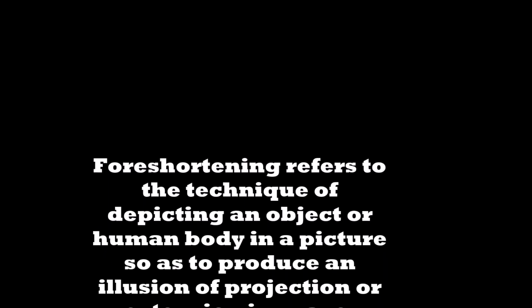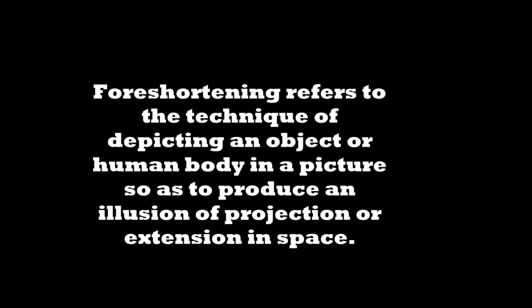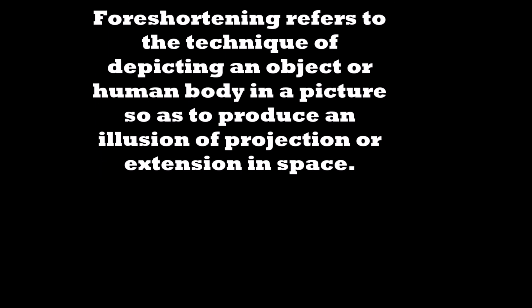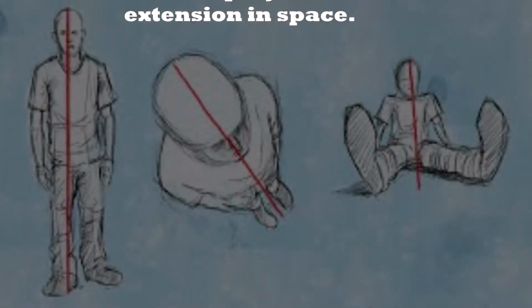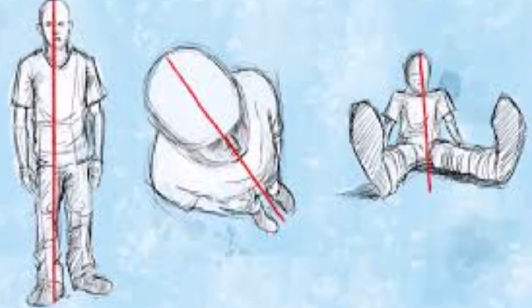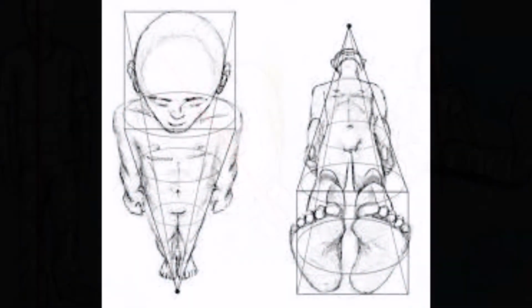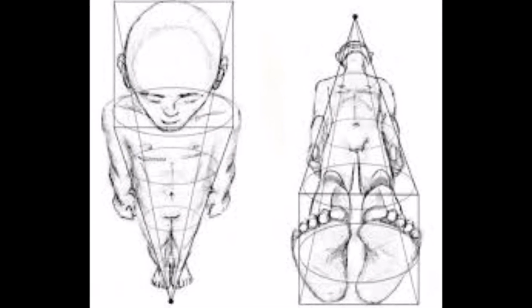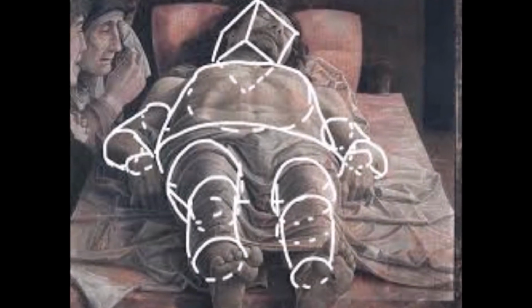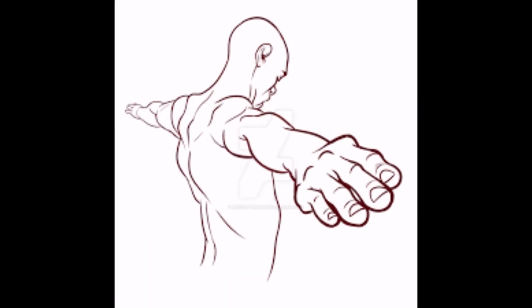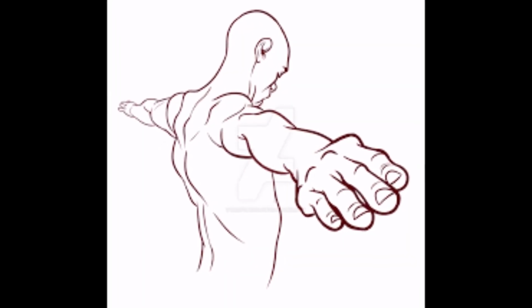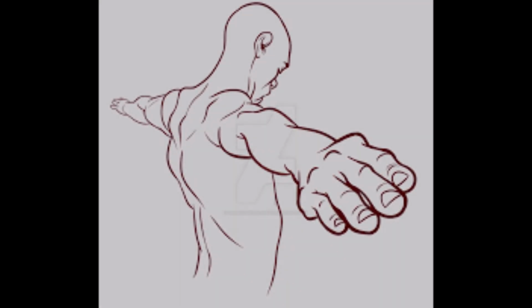Foreshortening refers to the technique of depicting an object or human body in a picture so as to produce an illusion of projection or extension in space. Foreshortening is a technique used in perspective to create the illusion of an object receding strongly into the distance or background. The illusion is created by the object appearing shorter than it is in reality, making it seem compressed.